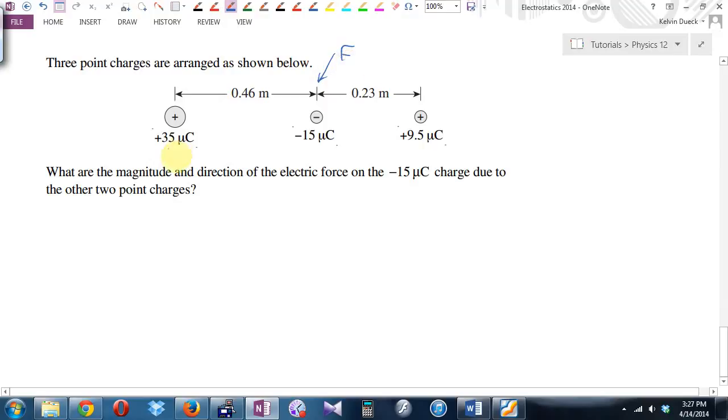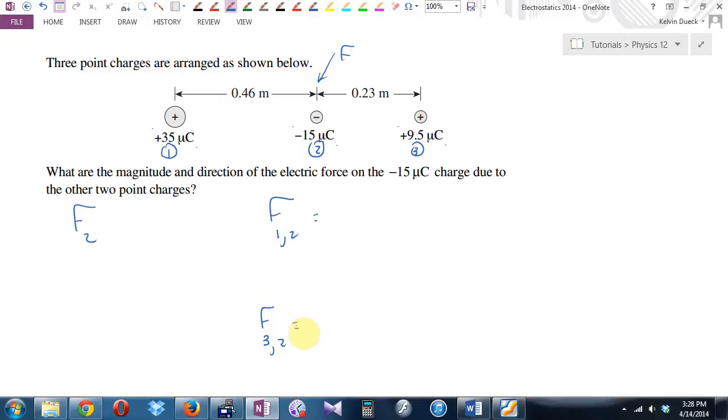Again, I'm going to call this charge 1, charge 2, and charge 3, and we want to find the force on charge 2. How? I'm going to find the force from charge 1 on charge 2. I'm going to find the force from charge 3 on charge 2. Now, it's true, charge 1 and 3 are also exerting forces on each other. I don't care. It didn't tell me to look at those. It wants to know how that middle guy's feeling. Okay.